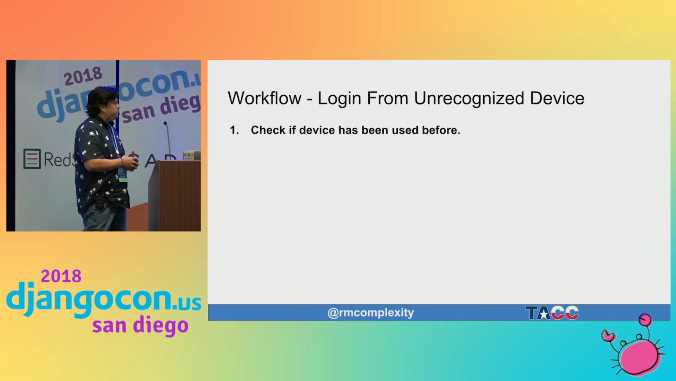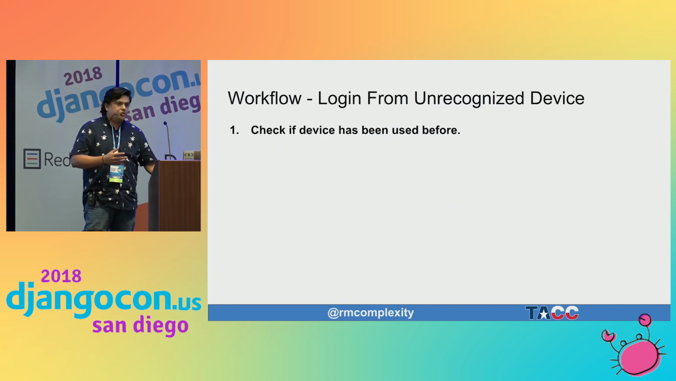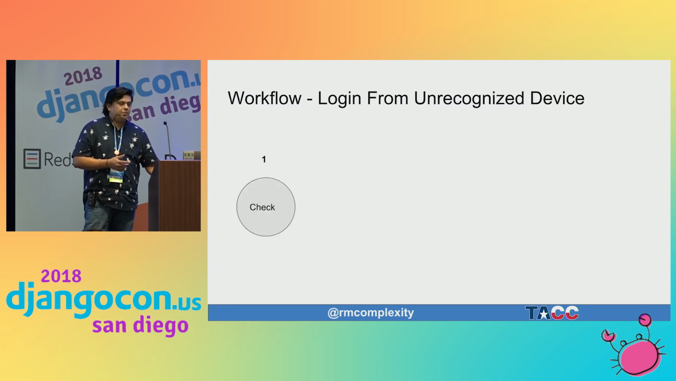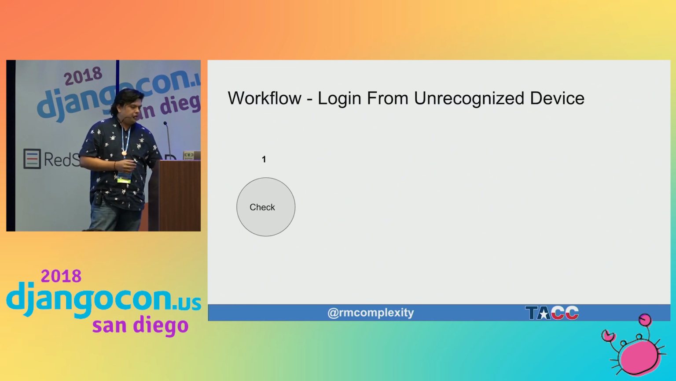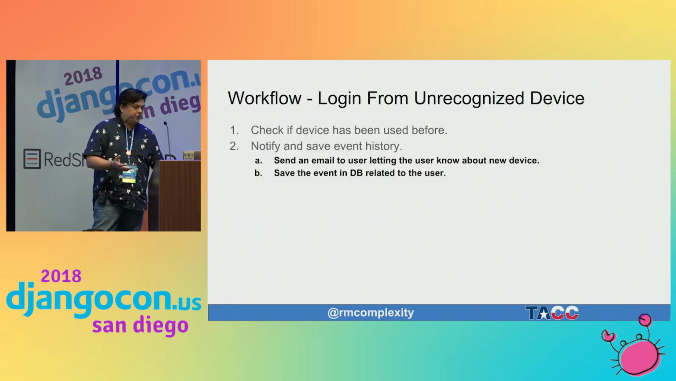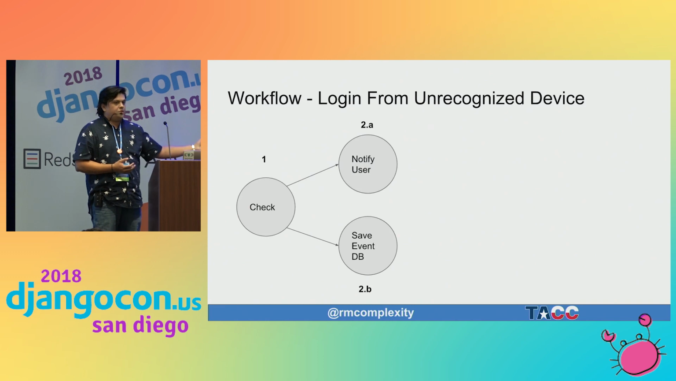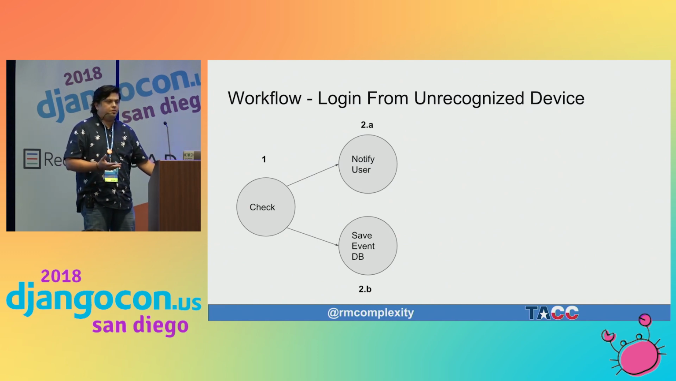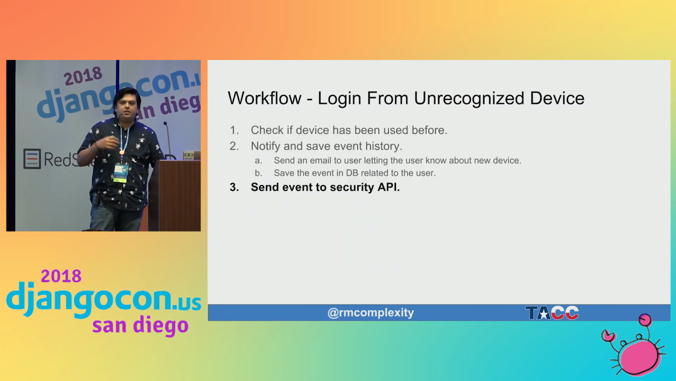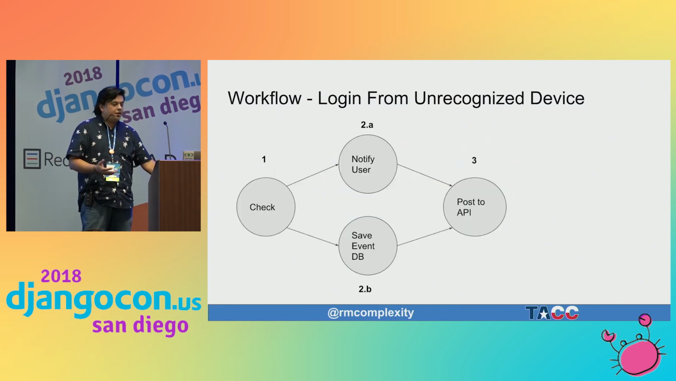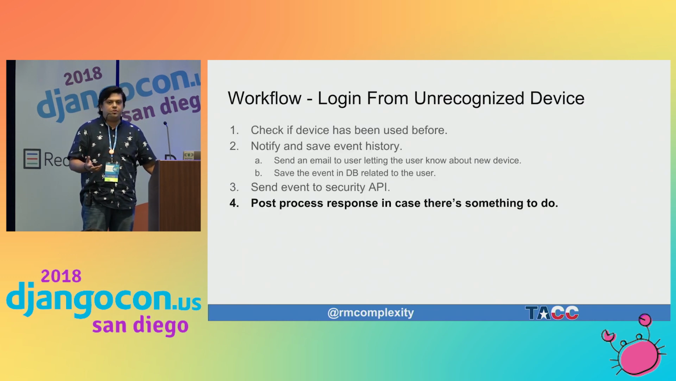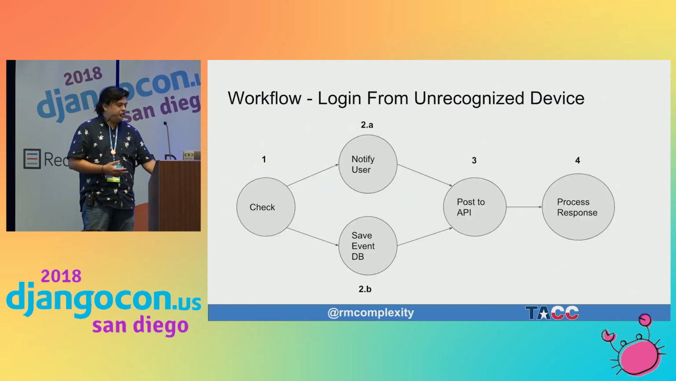So let's start. How can we start drawing our workflow? The first step is going to be just to check the device, if it's a new device. And then we have these two tasks which we already said that we can run in parallel. So we start drawing them here, so we have an idea of the different tools that we can use. Then we're going to do a call to a third-party API, which is this node over here, and then we're finally going to post-process whatever response we get.